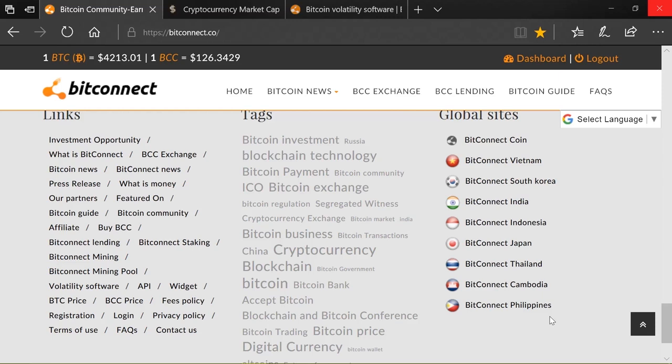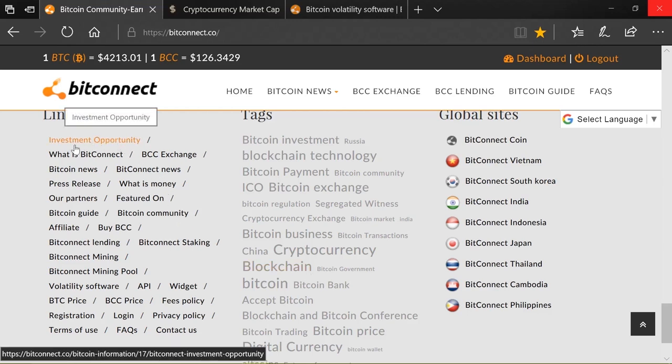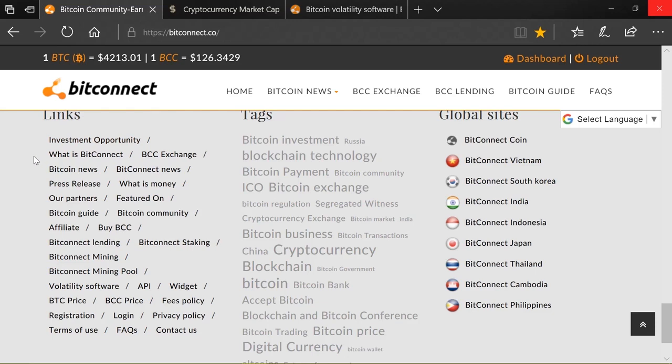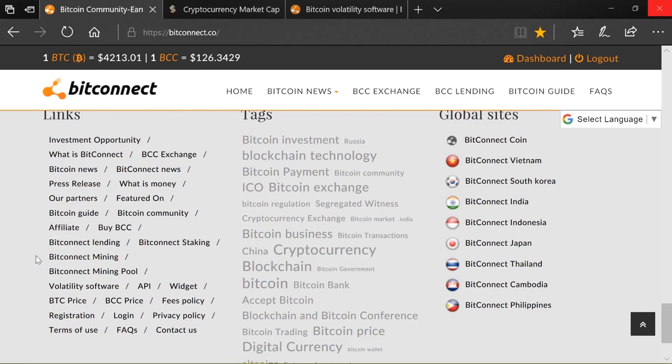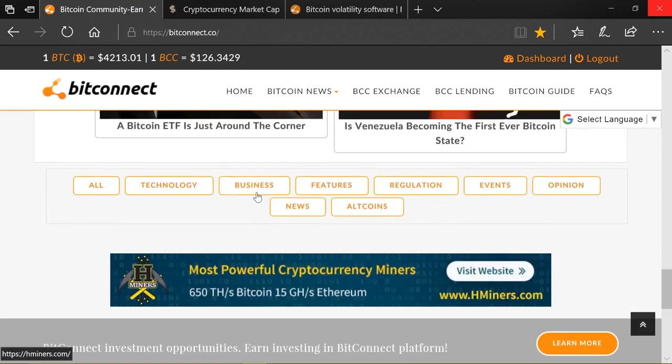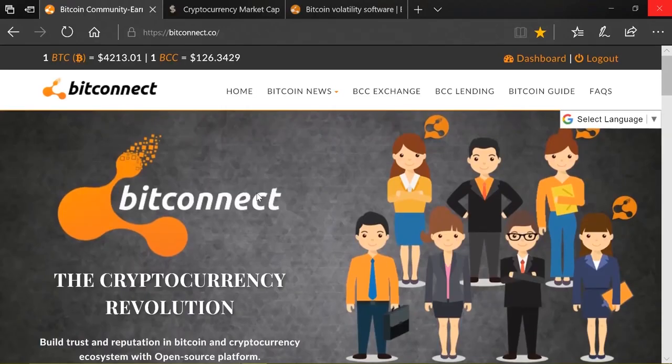Whilst we're in the footer of the website anyway, you can see there are some really useful links to find some basic information about what it is. Things like what is Bitconnect, there's information on the exchanges, local news, and news on Bitcoin and on Bitconnect. And it gives you an idea about mining, how you can mine Bitconnect, but we're getting well ahead of ourselves, starting to talk about mining pools and volatility software. So we should probably start at the top, and look at logging in.